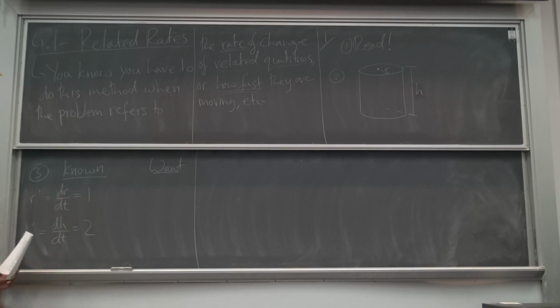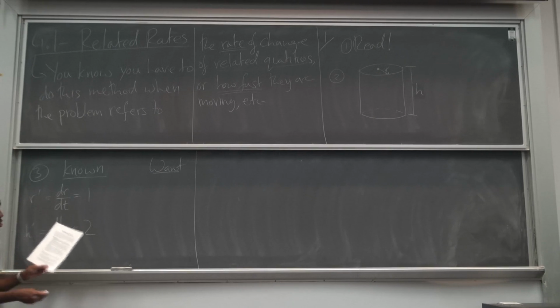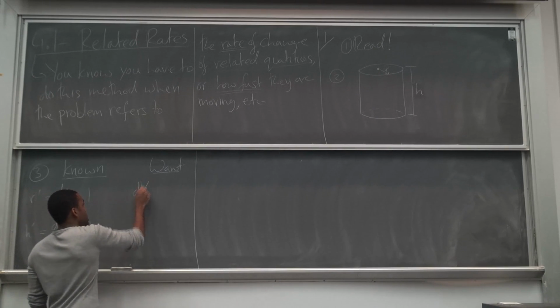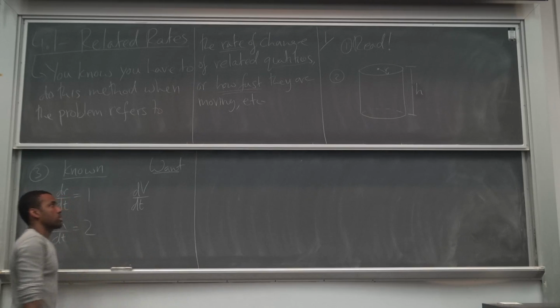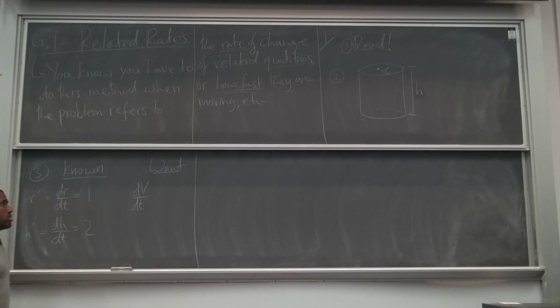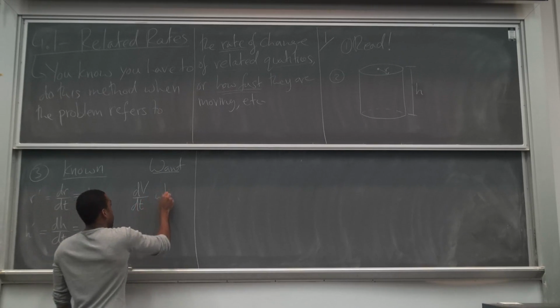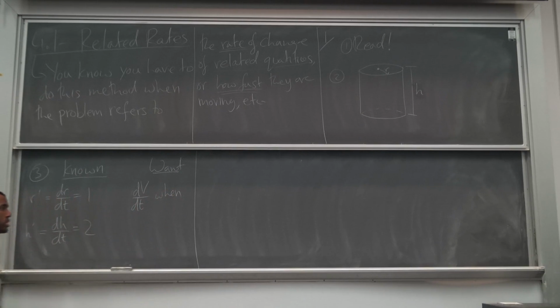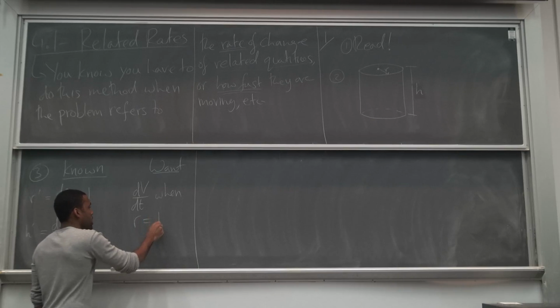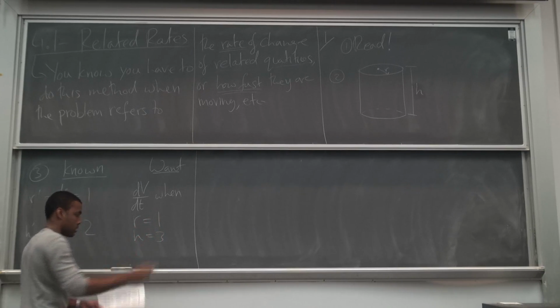Alright, so this is what I know. I know how fast the radius is changing. I know how fast the height is changing. And what was I asked to find? I want to find the rate of change of the volume, right? So what do I want? I want dV/dt. When do I want dV/dt? When the radius is 1 and the height is 3.